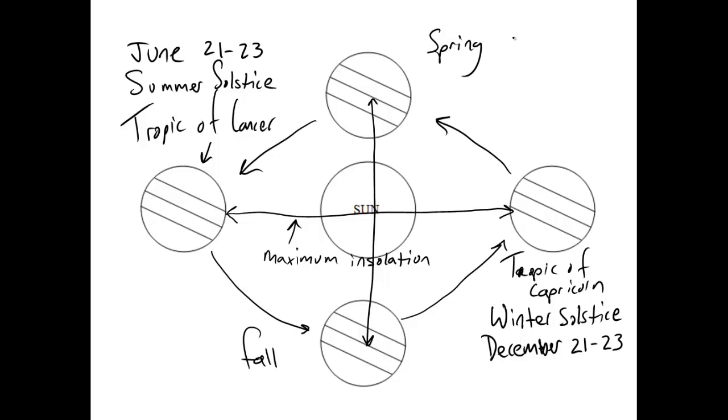Another word for spring would be the vernal equinox, or just the spring equinox. And here we have the fall equinox. And that fall equinox happens in September. And this happens in March. And again, the days are 21 to 23.